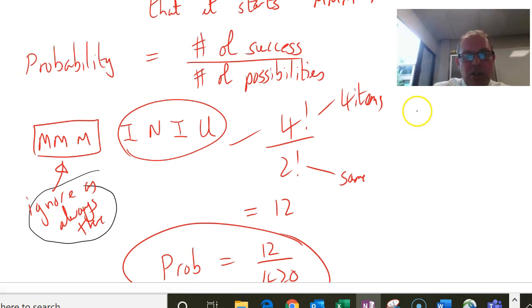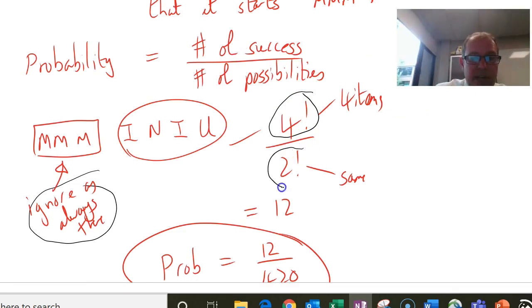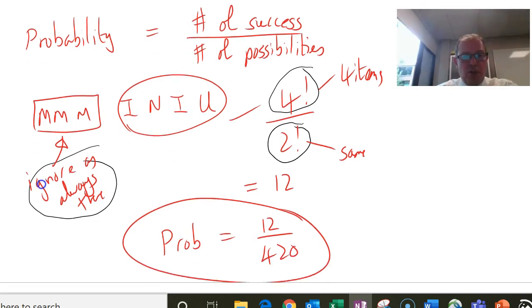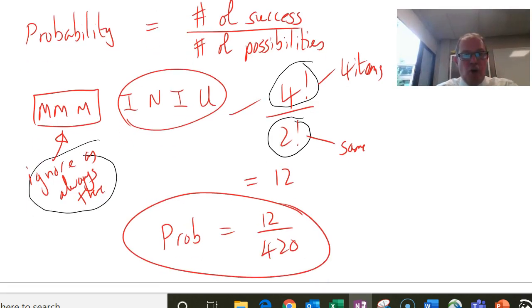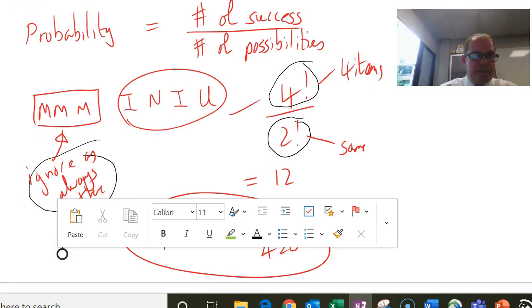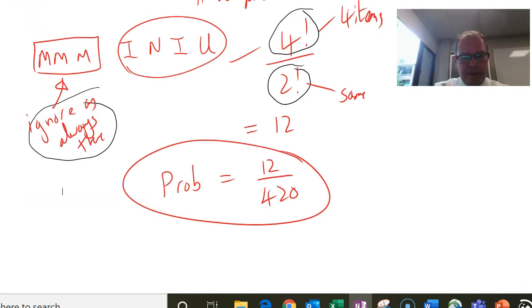So considering them all different, n items in a line, it would be 4 factorial, but 2 of them are the same because I've got 2 i's. So we divide by 2 factorial and we get 12 different ways of arranging INIU. And probability therefore would be 12 out of the total number, which would be 420. Now you're probably thinking, where did I get 420 from? And you might be thinking, how did I get 4 factorial over 2 factorial? I hope so. So let's do the 420 first.